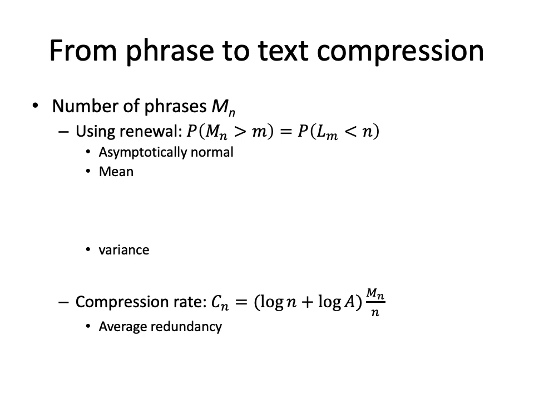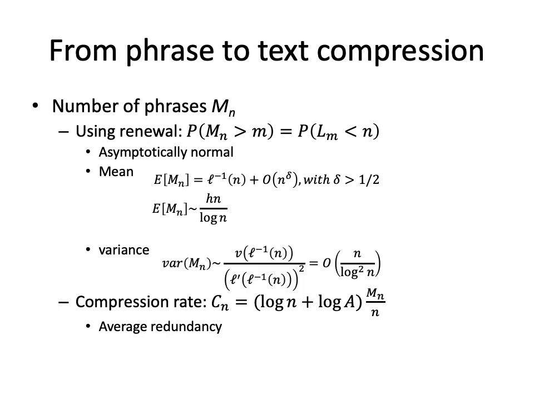Now we come back to the LZ-N model with the number of phrases in the text of length N, M sub N. Using the renewal property, which basically says that if the number of phrases in the text of length N is greater than M, it means that the path length in the DST with the first M phrases is still under N, this result translates to say that the number of phrases is asymptotically normal. The mean is the inverse of the average path length. Therefore, it is asymptotically equivalent to the entropy rate times N divided by log N, as we see it is important. And the variance is of the order of 1 over log squared N.